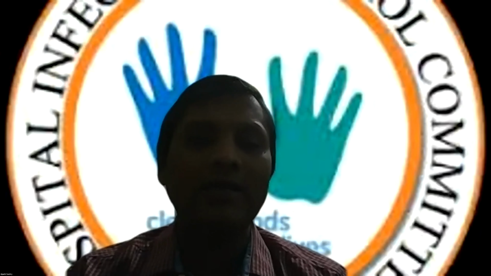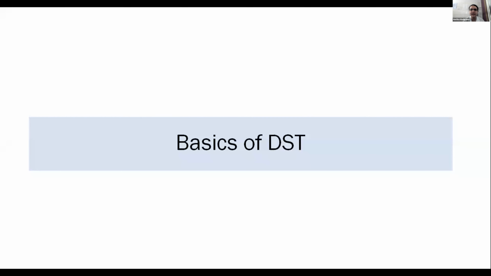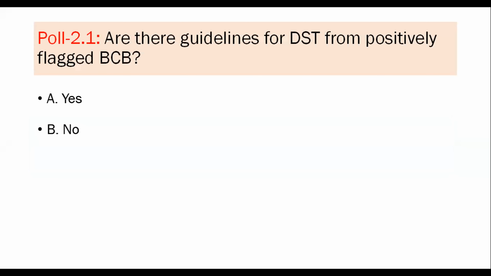First thing, DST means direct susceptibility testing. And are there any guidelines for direct susceptibility testing for positively flagged blood culture bottles? Are there any guidelines present or no? Yes, ma'am. There is. Yeah, so which guidelines are present? For CLSI, they published in 2021. Yeah. So both CLSI and EUCAST guidelines are present for DST from the positively flagged blood culture bottles. Okay, so both CLSI and EUCAST have given guidelines.